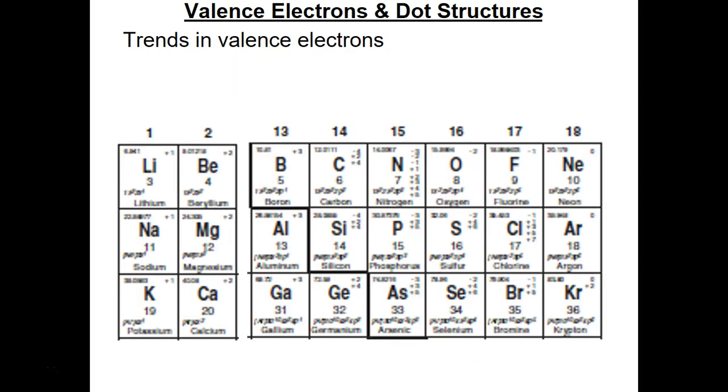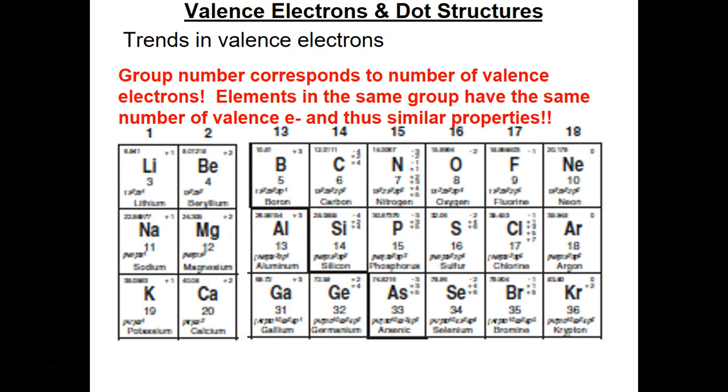All right, so finally, trends in valence electrons. You probably figured by now that the group number will correspond to the number of valence electrons. All the elements in the same group on a periodic table will have the same number of valence electrons. And that is why they have similar properties, because the valence electrons and the electron configuration for an element will determine how it behaves chemically.